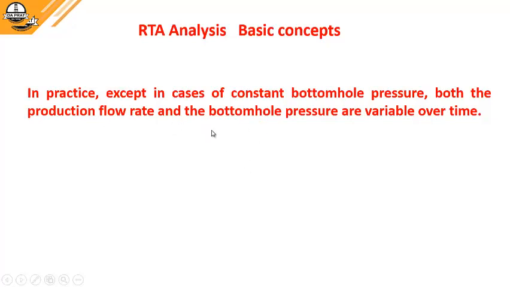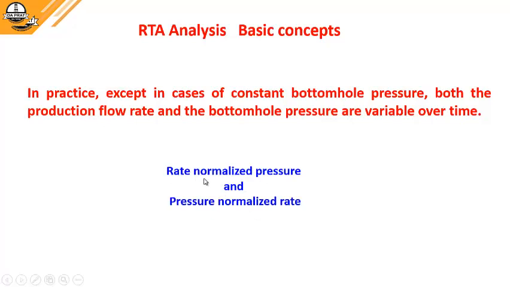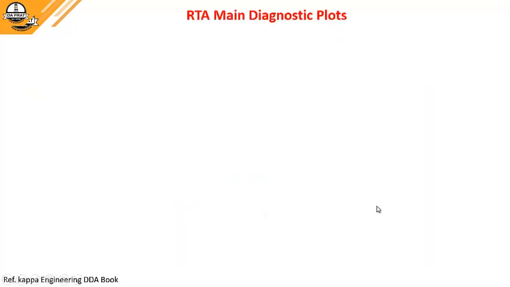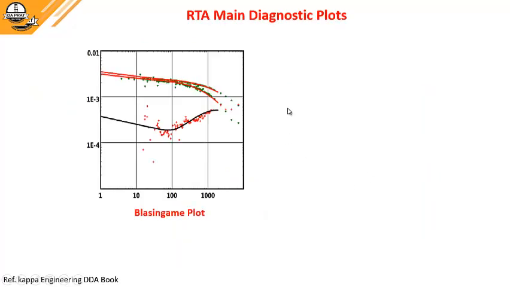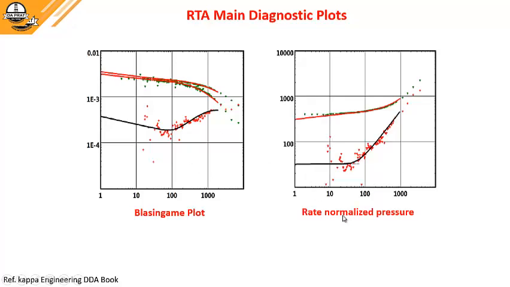So the situation is constant bottom hole pressure, except in that case, we know that the rate and the bottom hole pressure are variable over time. It could be true for conventional reservoirs too. So we're going to use the rate normalized pressure in that case and the pressure normalized rate. And the main diagnostic plots are the Blasingame plot that we will explain soon, and the rate normalized pressure.